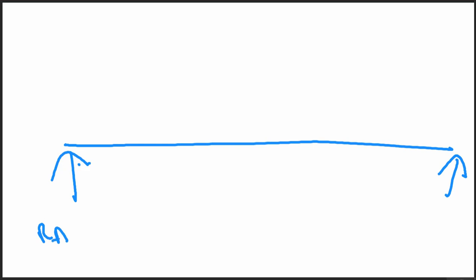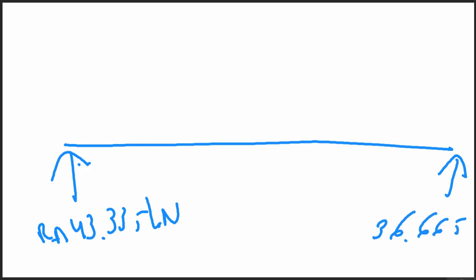We know, and it's equal to 43.335 kilonewton, when we round up to 3 figures after the point. At RB, we have 36.665. At mid-length of the beam, the question is, what are the shear forces?